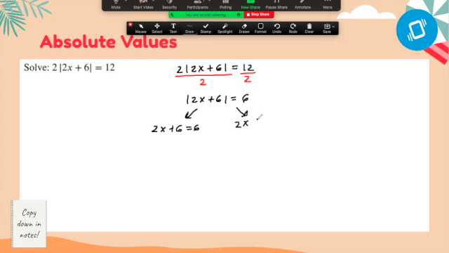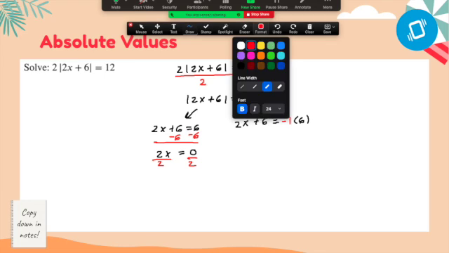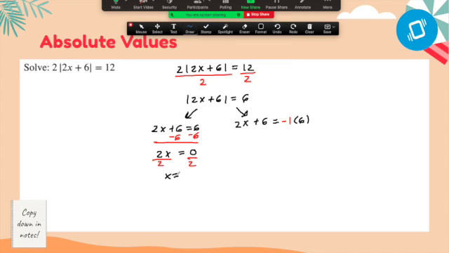And for this one, it's exactly the same, except I'm going to multiply my answer by negative 1. So when I do this, I just solve for x. So I'm going to subtract 6 on both sides. I get 2x equaling 0. This can be divided by 2, and I get as my answer x equaling 0. So that'll be my first answer.